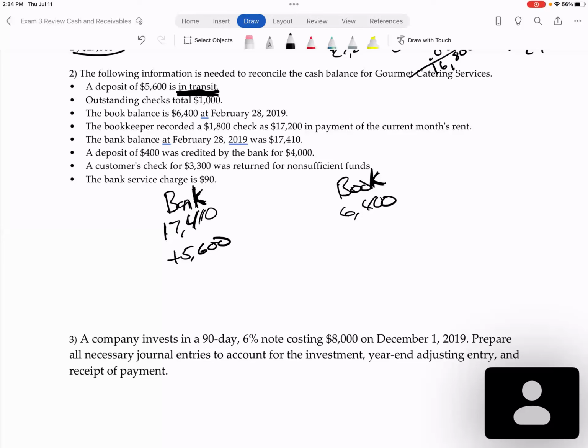So bank balance 17,410 and book balance 6,400. So you can see they're quite a bit different, right? But we just added deposits in transit. Okay, next thing, outstanding checks.